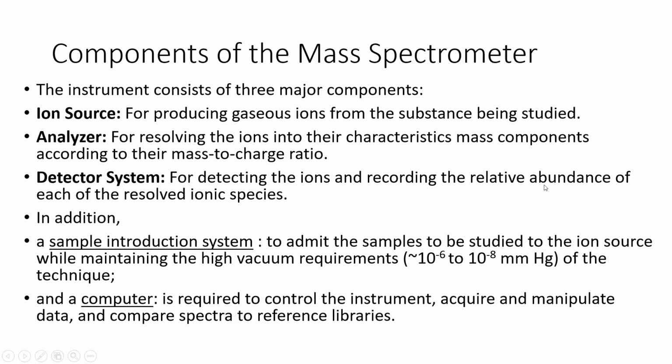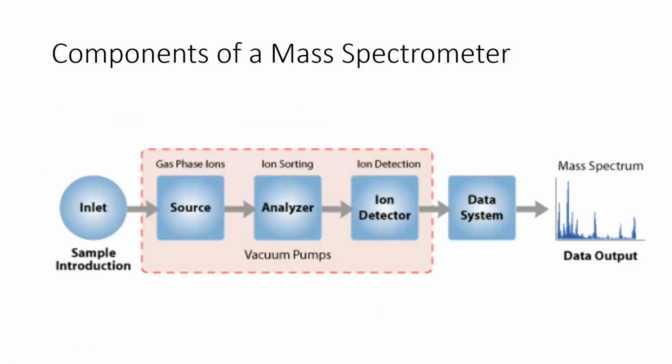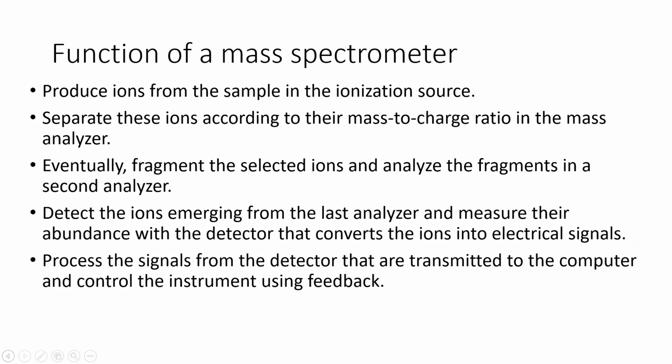ionic species are recorded. Then we have the sample introduction system. That is where the samples are introduced into the ion source. Remember that you have to maintain a very high vacuum in the instruments, and you have the computer always added. This is where you control the instruments, where you set the temperature, the pressure, and the like. The computer also is used to acquire and manipulate the data, to store the data, and to compare spectra from different libraries.